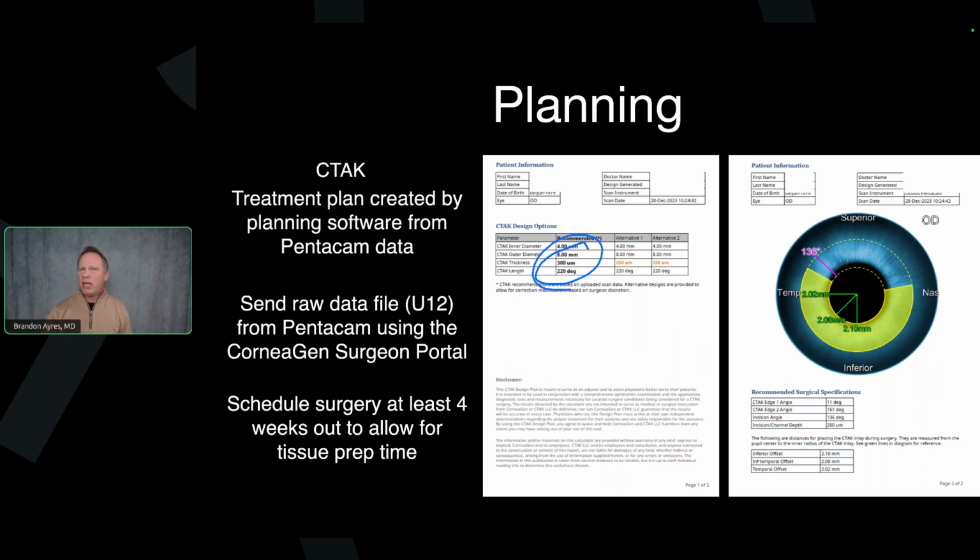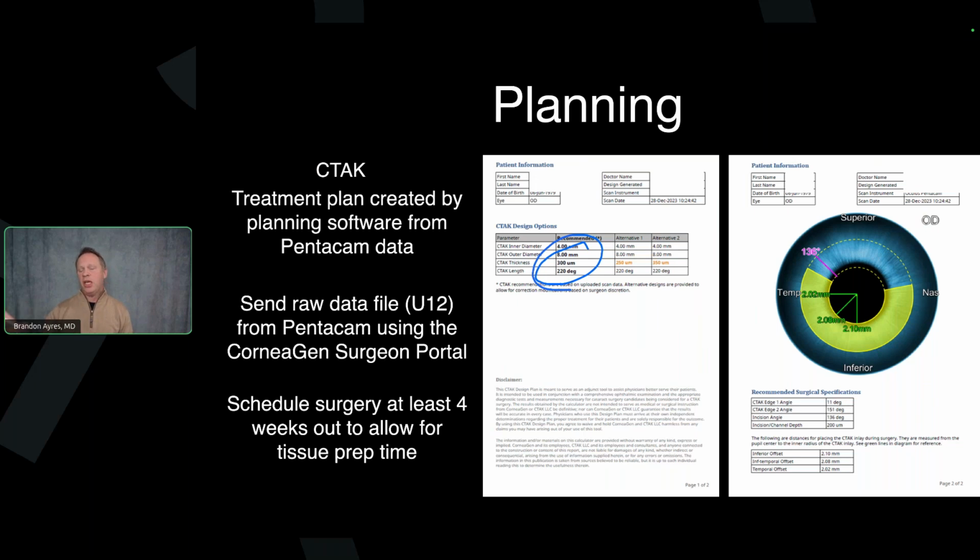So as you get more comfortable and confident with CTAK, you can begin making some changes. Now, truth be told, I don't make very many changes, but once in a while we will if, say, we have a large pupil and we want to go to a 4.5mm optical zone, something like that. So it's not a set it and forget it kind of procedure. You do have some opportunity to make changes.